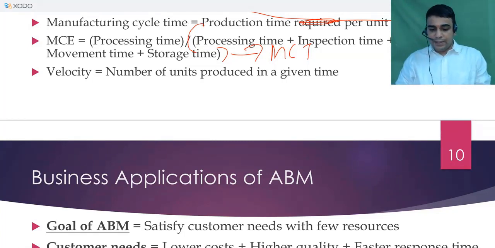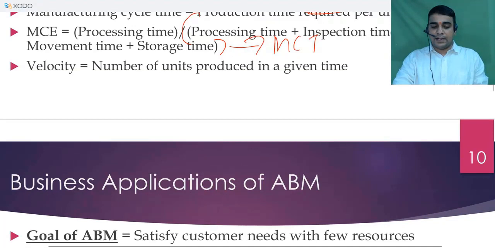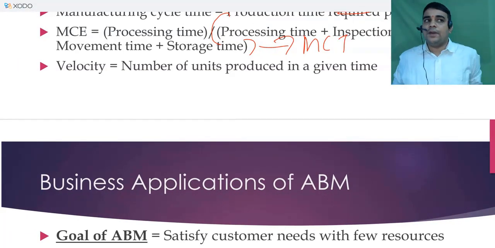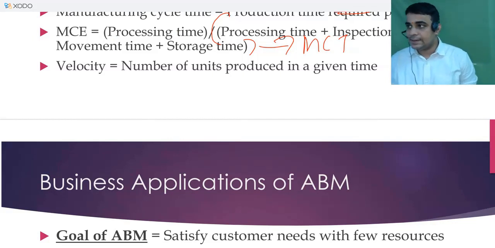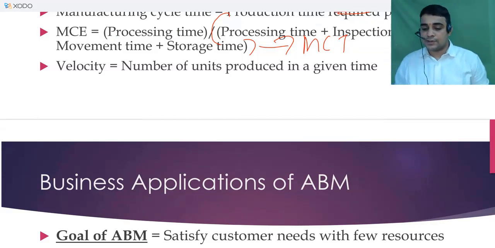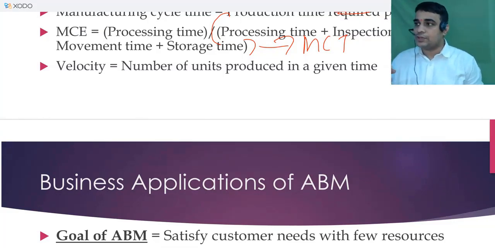Now, where can ABM be applied by an organization? The goal of ABM is basically to satisfy customer needs with limited resources. Limited resources means limited activities. Whatever activities you are consuming are based on certain resources which you need to use. The resources can be defined in terms of men, material, machine, money.